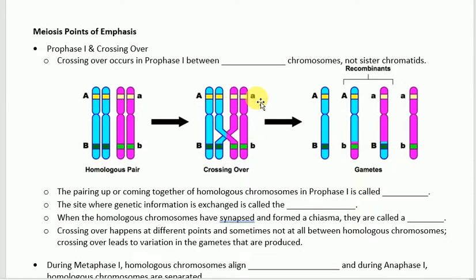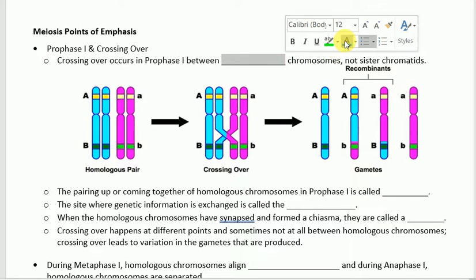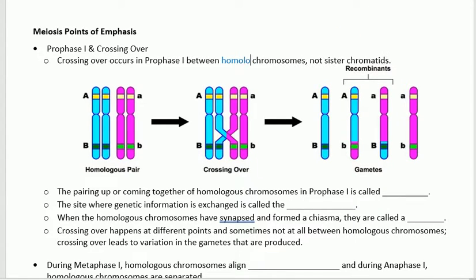Okay, so some points of emphasis that we need to make sure that you know. So, prophase 1 and crossing over. During crossing over in prophase 1, this happens between homologous chromosomes, not sister chromatids. That's important to note. So here we have our homologous pair.